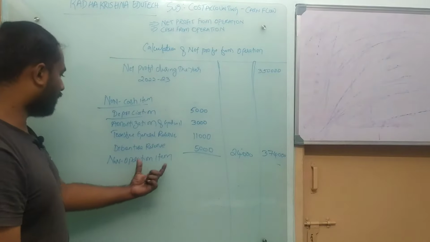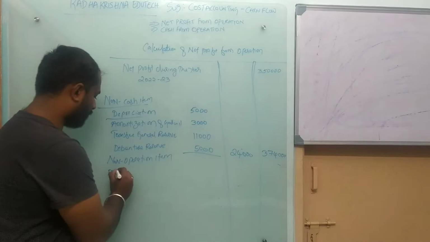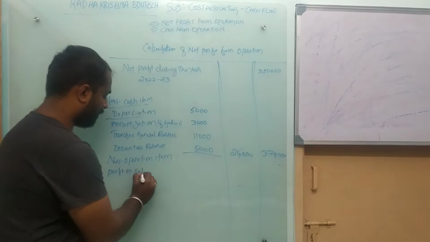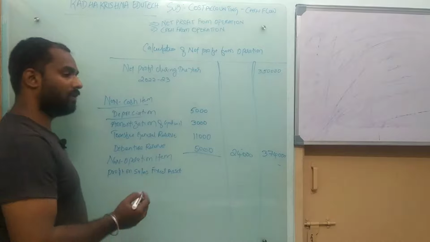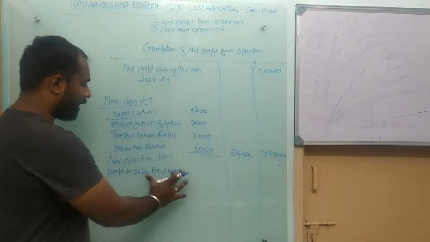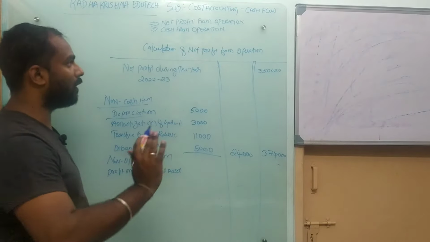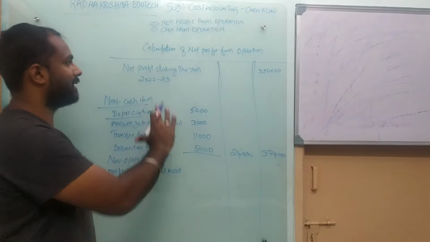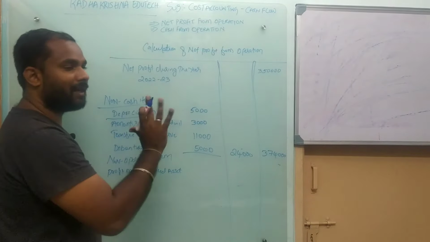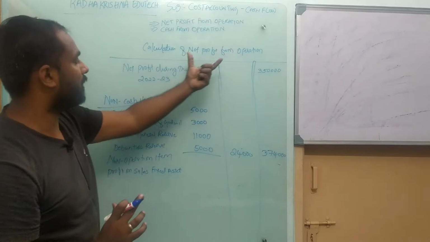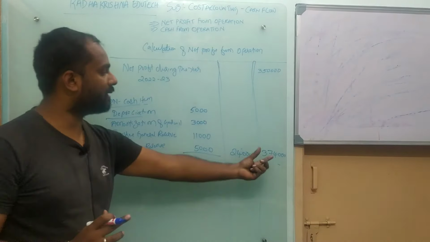Next, non-operation items. For example, you have profit on sale of fixed assets. How you will calculate the profit on sale of fixed assets, I will show in the next videos. This is a basic example of how we calculate cash from operation by adjusting the net profit from operation. This is the first step. So we are adding back 24,000 to 3 lakhs, which gives 3 lakh 74,000.